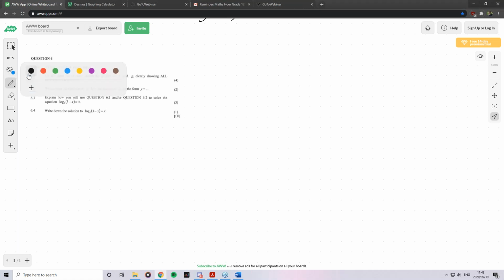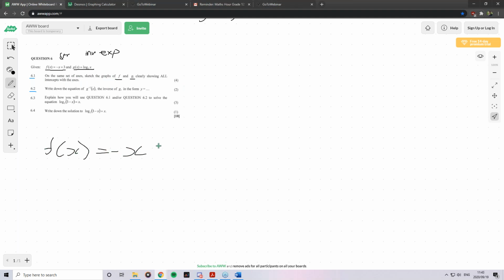Alright, cool. So as question 1 asks us, it gives us that f of x is equal to minus x plus 3. This we know is a straight line. g of x is equal to log base 2 of x. Obviously this is the inverse of an exponential. Now they ask us, on the same set of axes, sketch the graphs of f and g, clearly showing all intercepts with the axes. Alright, so we start with f of x, equal to minus x plus 3.